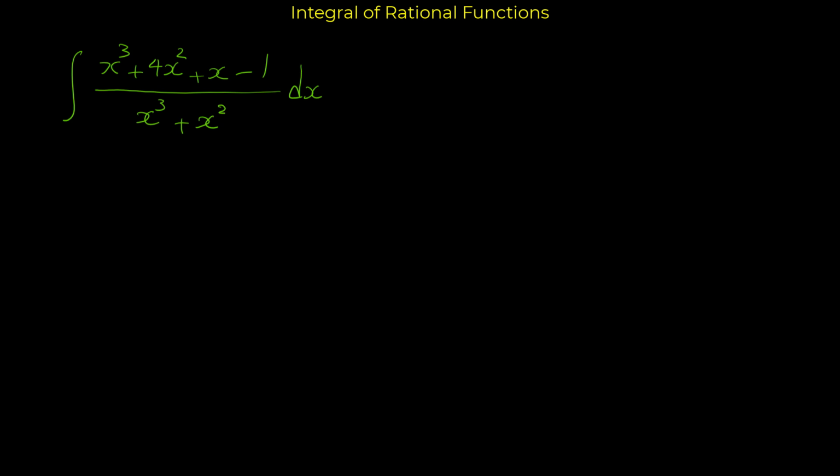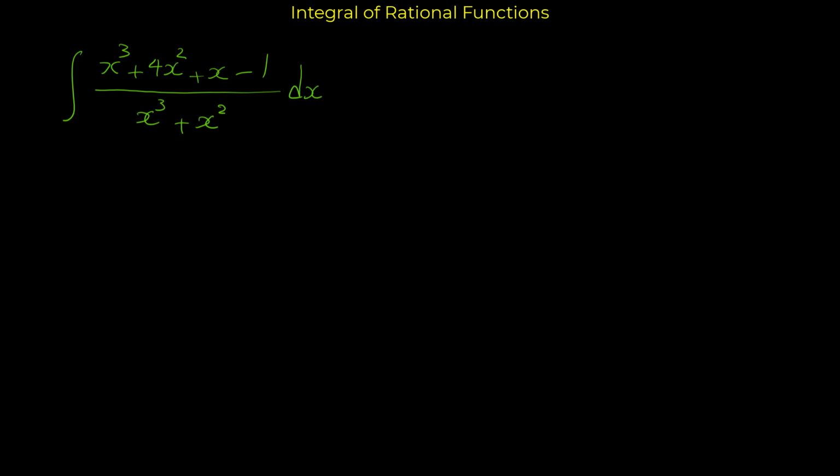Yes, the degree of numerator is exactly equal to the degree of denominator. In numerator we have x to the 3, and in the denominator also we have x to the 3. And we know that when the degree of numerator is greater than or equal to the degree of denominator, first we have to do a long division. You can write the partial fraction decomposition only when the degree of numerator is less than the degree of denominator. So here, first we have to do the long division.